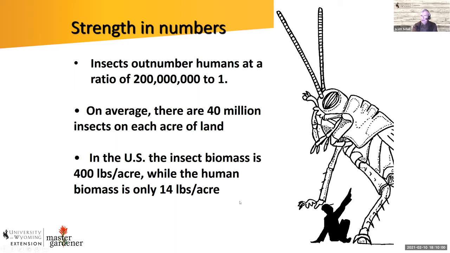In the continental U.S., it's thought the insect biomass is about 400 pounds of them per acre, while human biomass is only about 14 pounds per acre. And one thing to keep in mind, too, is the soil. The soil is alive. And so there's a lot of arthropods in the soil, including insects and their close relatives, things like collembolans. So, a very important part of our ecosystems.